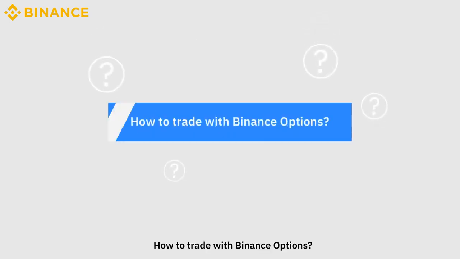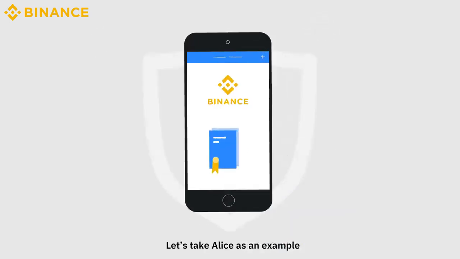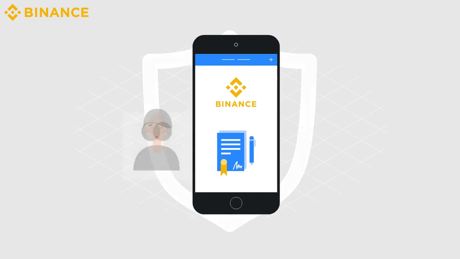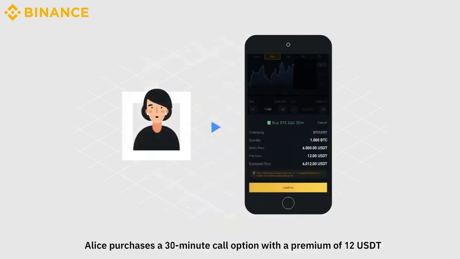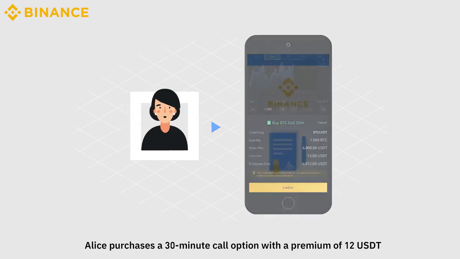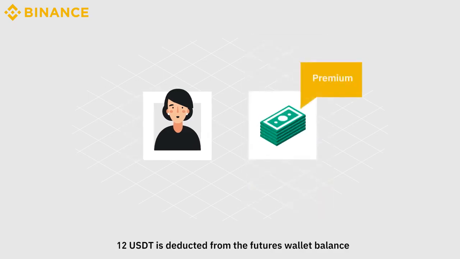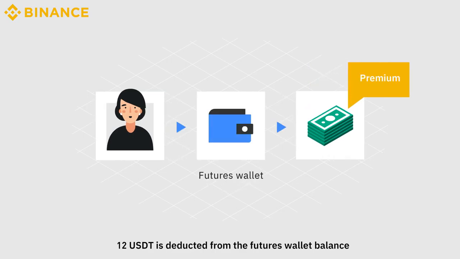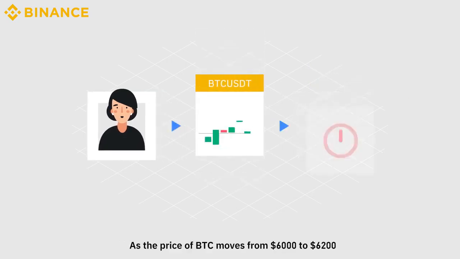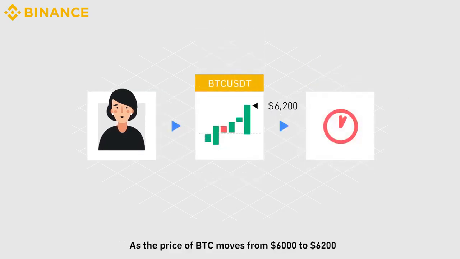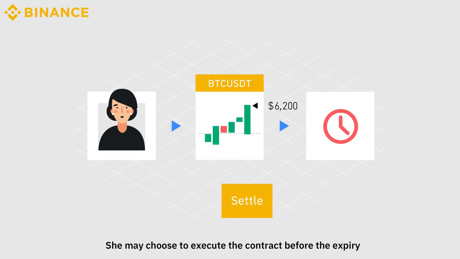How to trade with Binance options? Let's take Alice as an example. Alice purchases a 30-minute call option with a premium of $12 Tether. $12 Tether is deducted from the futures wallet balance. As the price of Bitcoin moves from $6,000 to $6,200, her position generates a profit. Subsequently, she may choose to execute the contract before the expiry.